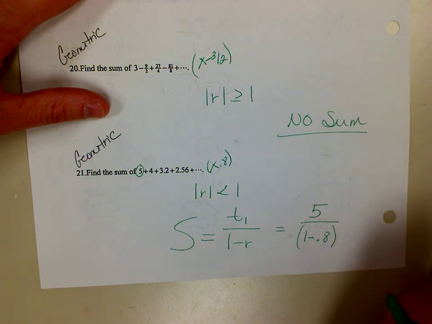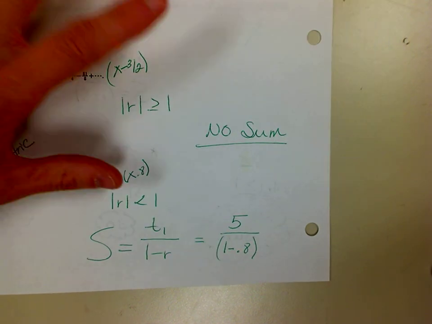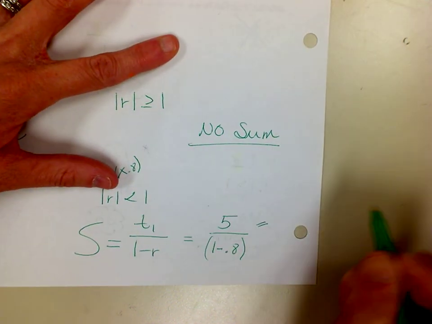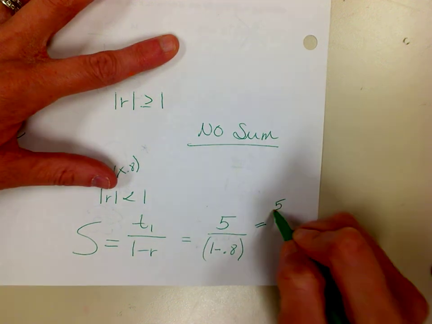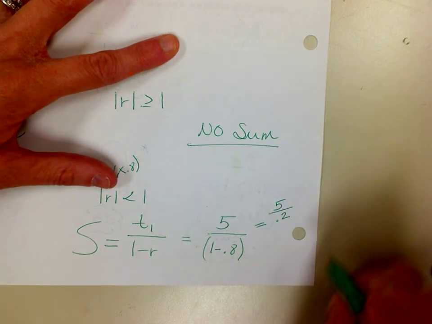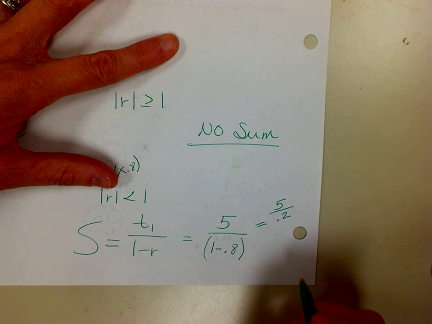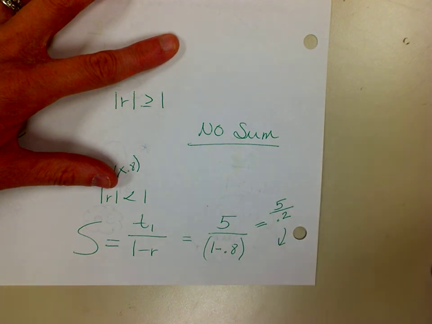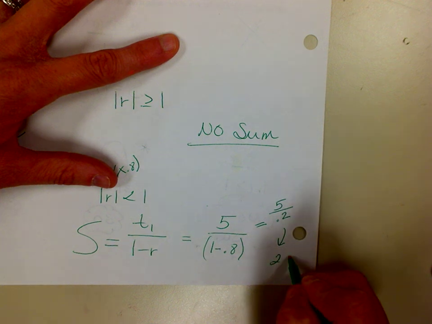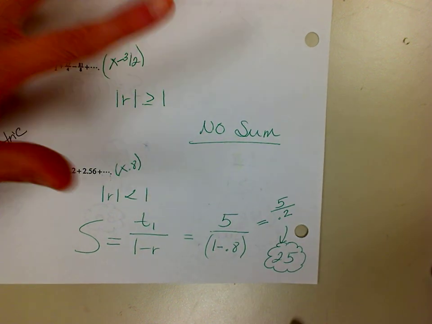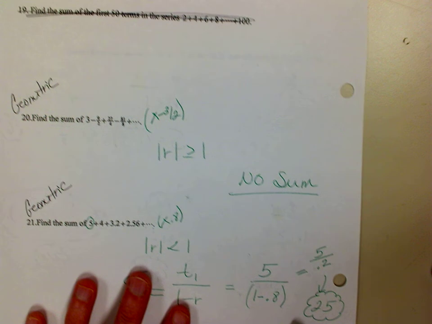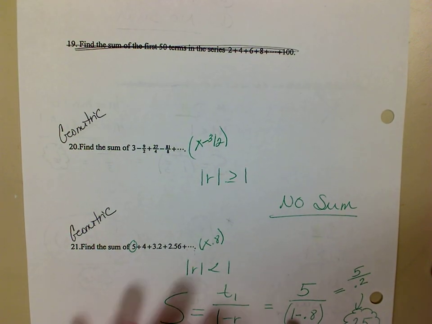Make sure you do the denominator first. So if I take 1 minus 0.8, it's going to give me 0.2. And then if I divide those, I end up getting 25. 25 is the answer to that one. So that concludes lesson 7.3.